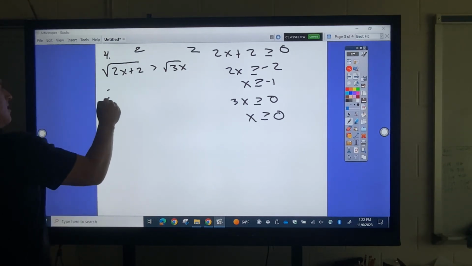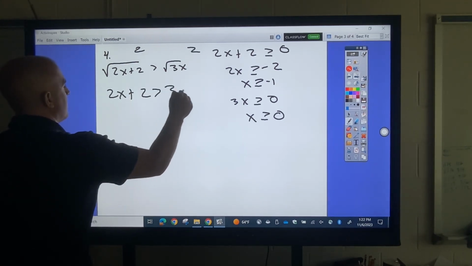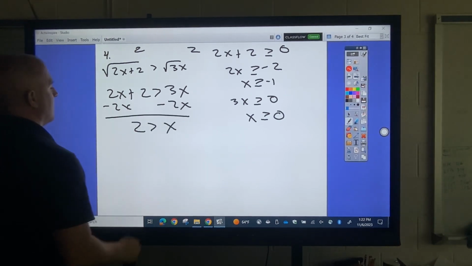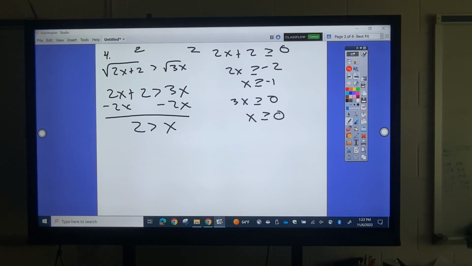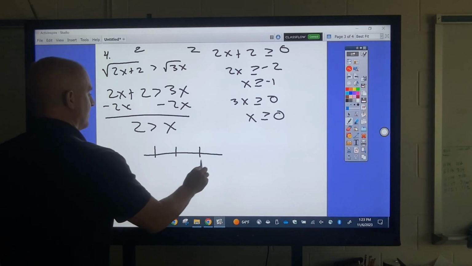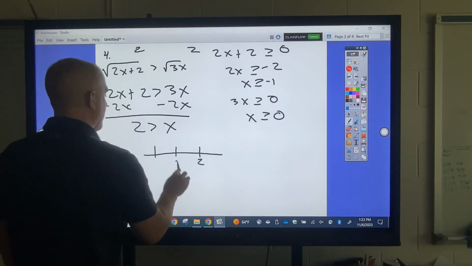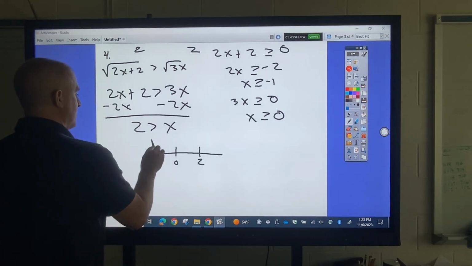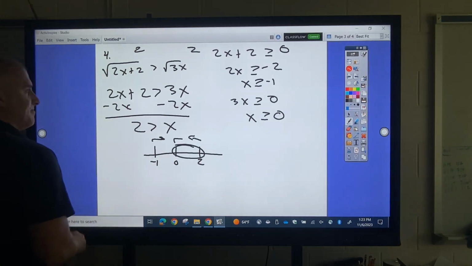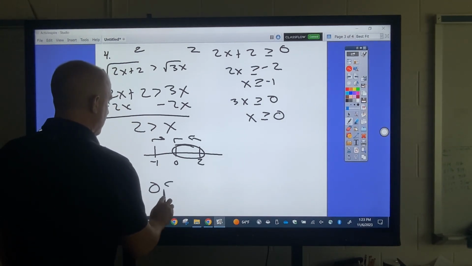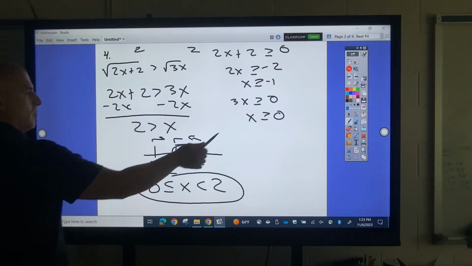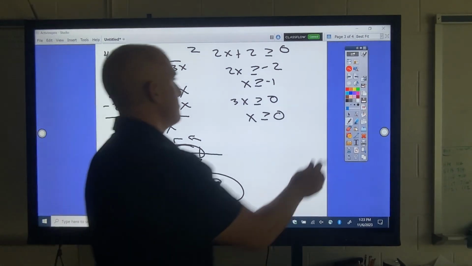So squared and squared, that's 2x plus 2 greater than 3x, minus 2x, minus 2x. So I got x is less than 2, okay? So what does that mean for me? Well, if I had a number line, I got these values. I got 2, I got 0, and I got -1. So what it's saying, it's got to be greater, it's got to be greater, got to be less. So it's going to fit in this gap here. So the idea is 0 for x, this is 2. And the reason for this one doesn't have the inequality, this one does, okay?